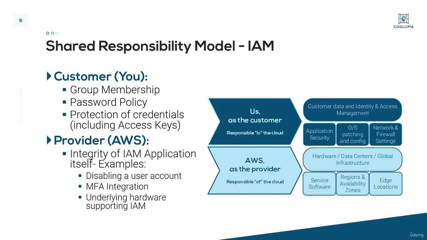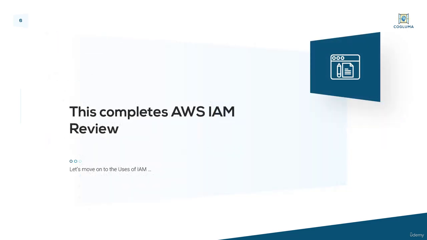And lastly, it's AWS's responsibility to secure the underlying hardware that's supporting IAM. Obviously, all of these applications run on hardware, the physical servers somewhere. All of those physical servers, those are the responsibility of AWS. All right, great job. This wraps up AWS IAM review. Now let's move on to the uses of IAM.